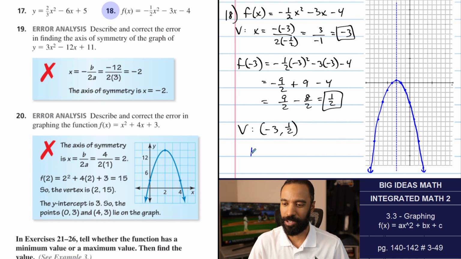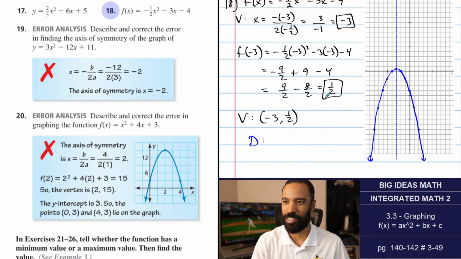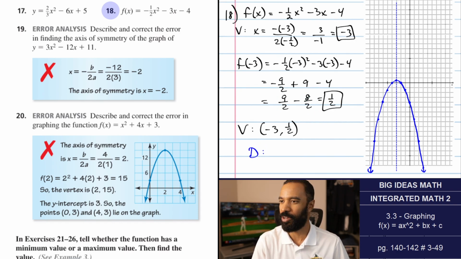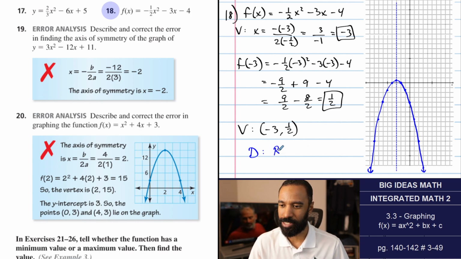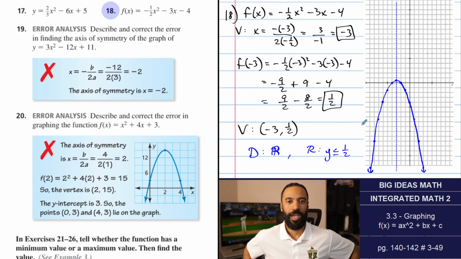All right, domain and range. Let's not forget those before we move on to the next section. The domain is all real numbers. The range is going to be y is less than... What the heck did I just do? The range is going to be y is less than or equal to 1/2. Okay, that is graphing those.